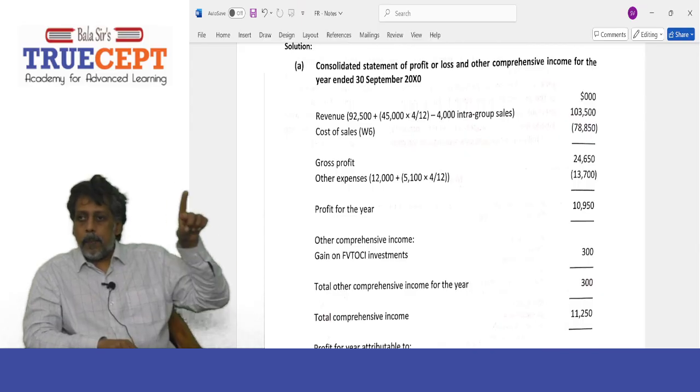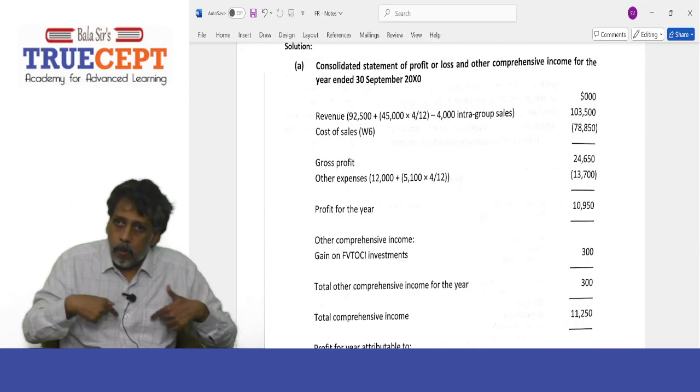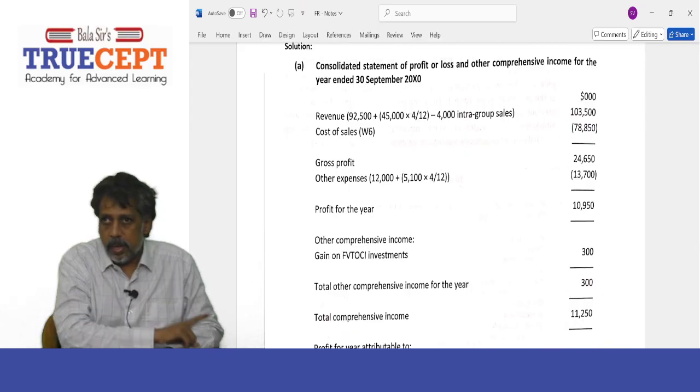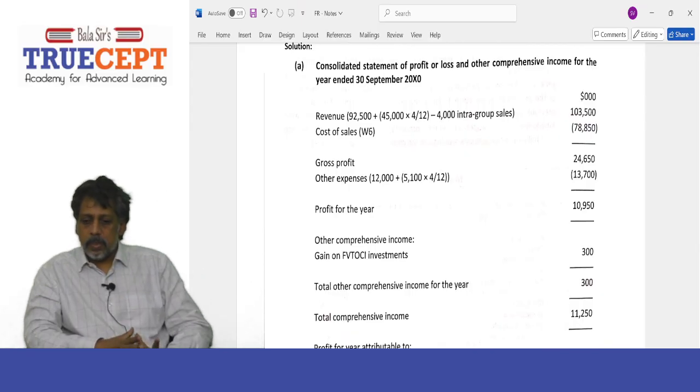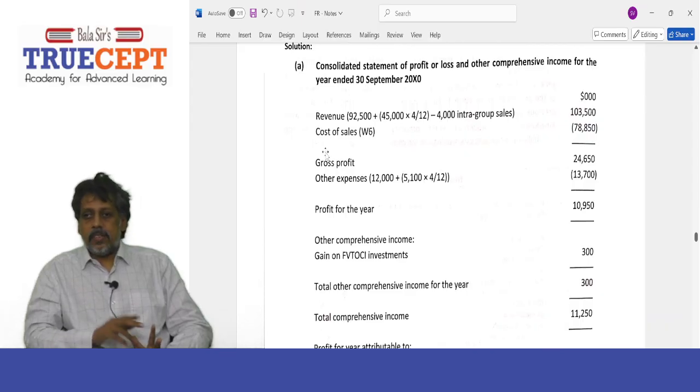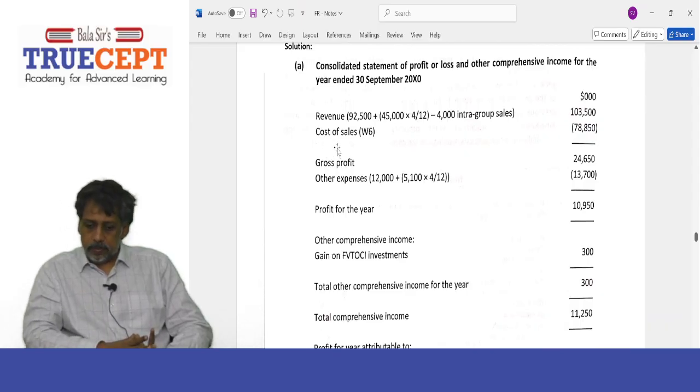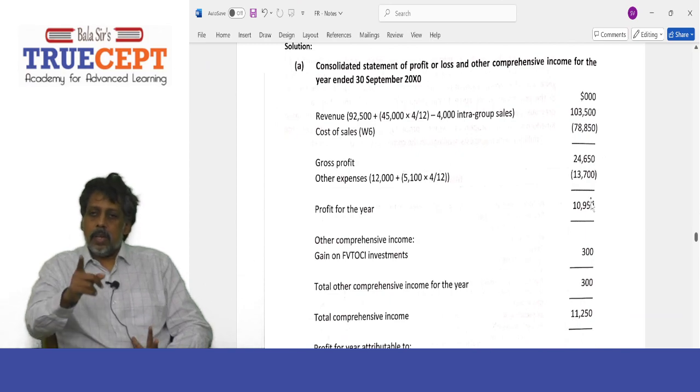From that, please remove the intra-group sales, what you sold to me: 4,000. Exactly, 4,000 is subtracted. What is the net amount? 1,03,500, and that is the sales to be recorded. Next, cost of sales, working note 6, 78,850. Let's go to the working note.